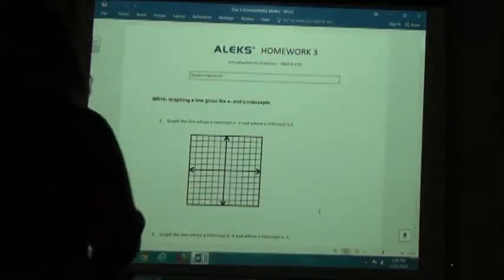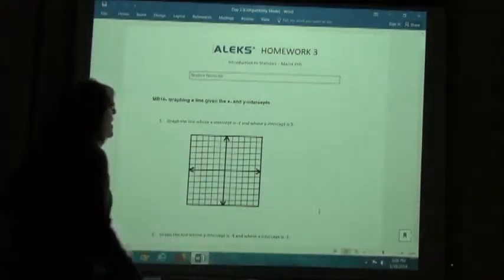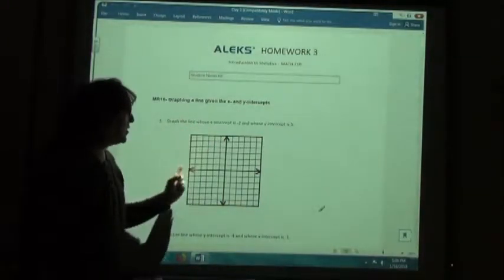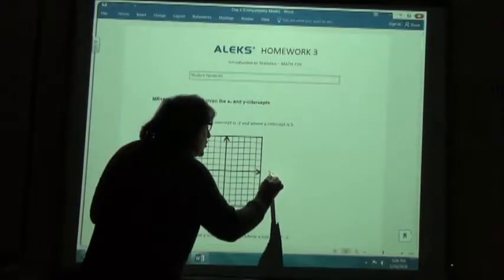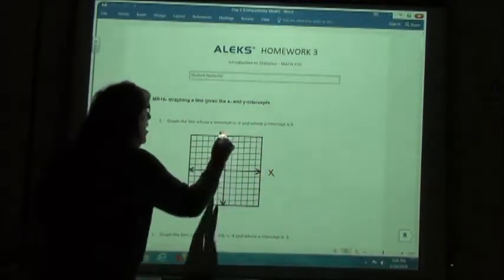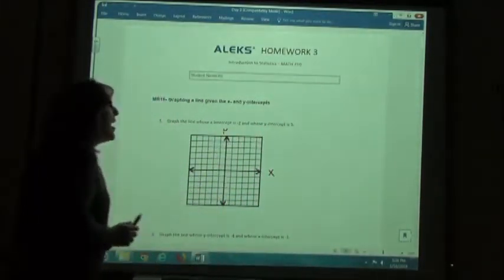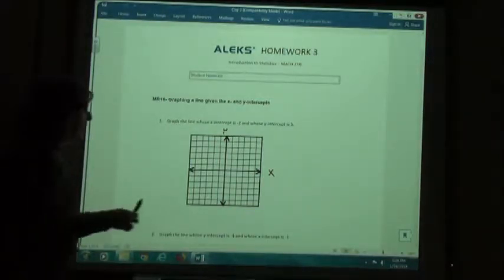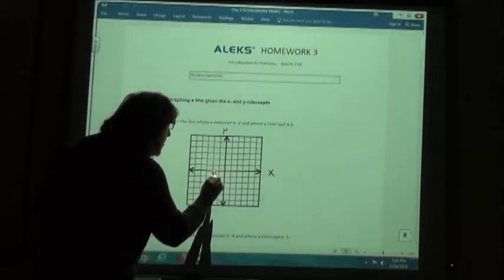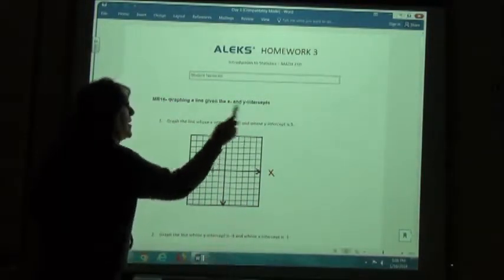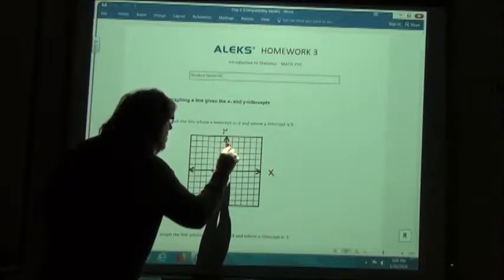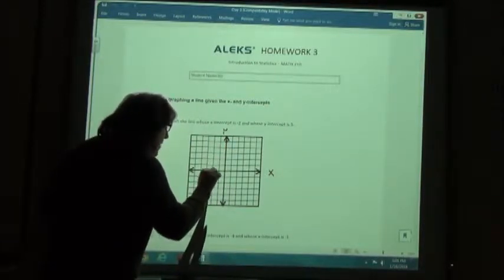Okay, homework 3, we're going to start by graphing a line given the x and the y-intercept. The x-intercept is where it touches the x-axis, which is your horizontal axis, and the y-intercept is where it touches the y-axis, or your vertical axis. So if my x-intercept is -2, I would go to -2 on my x-axis. My y-intercept is 5: 1, 2, 3, 4, 5 up.